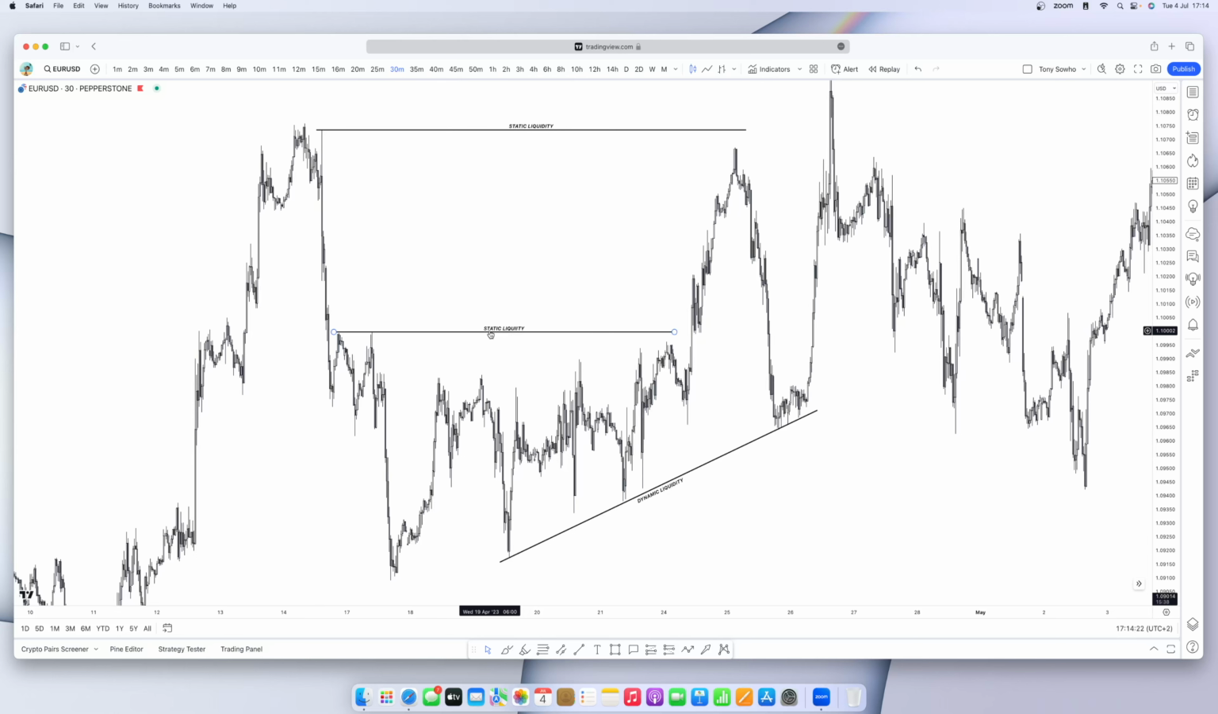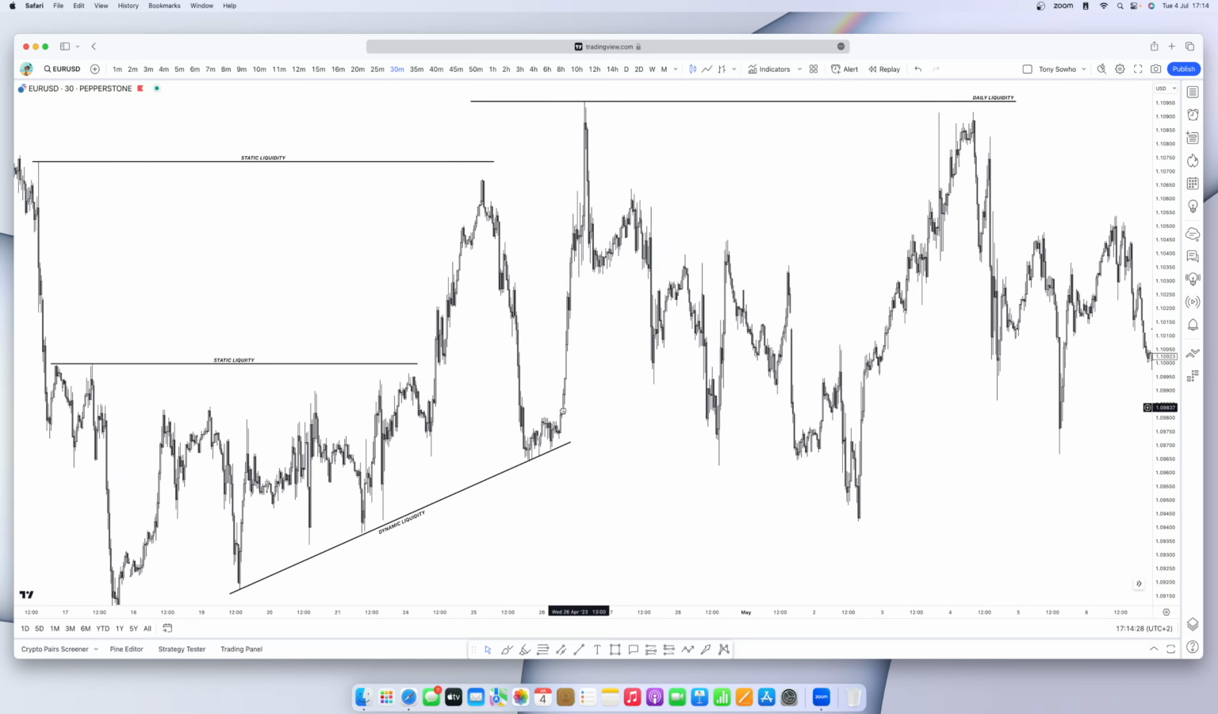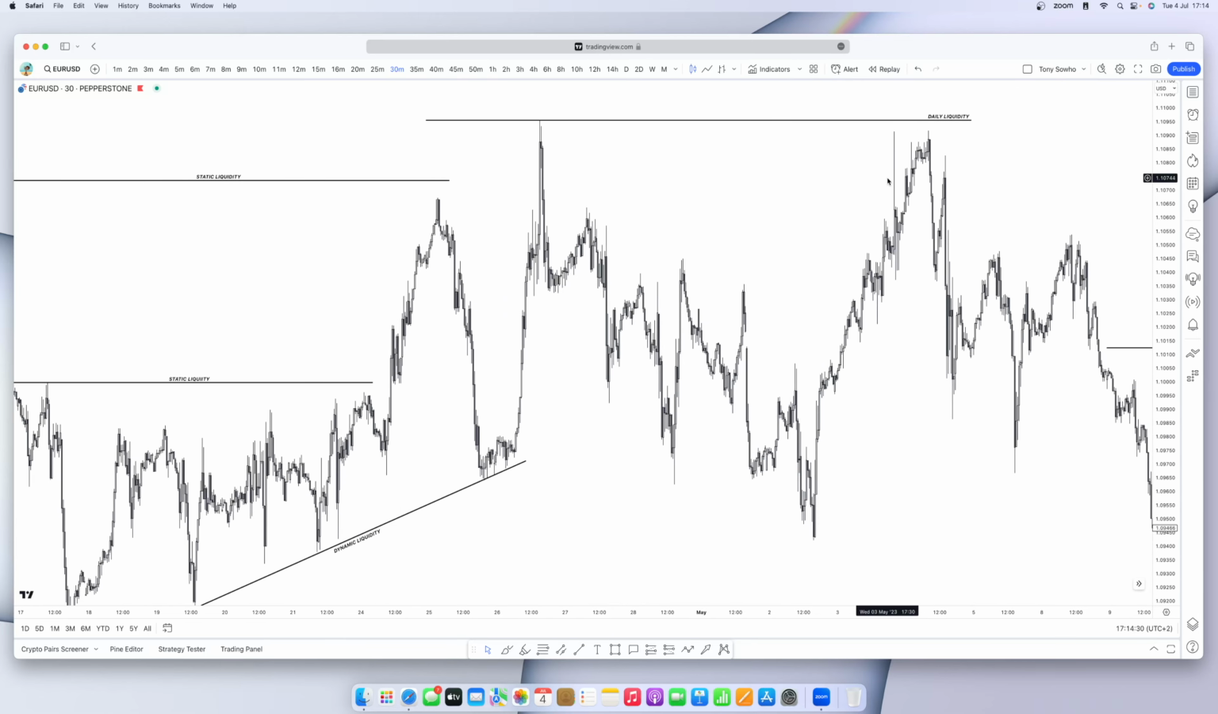So an internal liquidity, as you know it now, is the liquidity that is found inside a trading range, right? So we need to be able to spot the range before we can think of drawing or spotting the internal liquidity. Now also in this area up here, this is an example of another static liquidity, right?